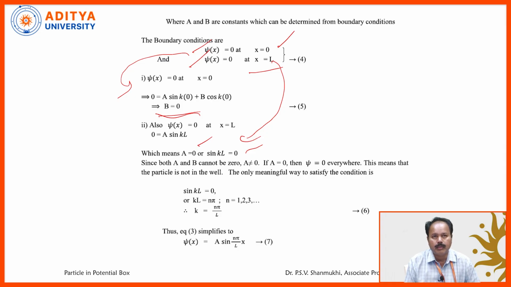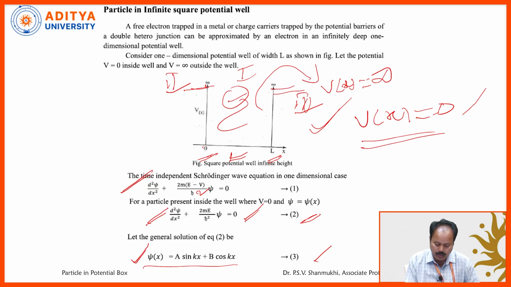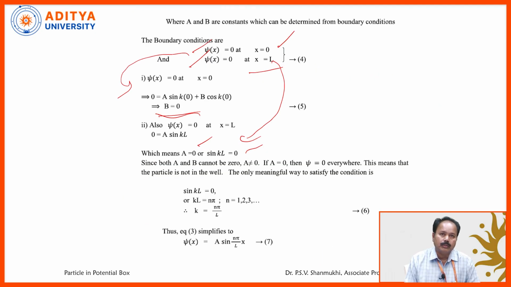A should not be 0. Why? Because already in our assumed solution B is 0. That's why you should not take A as 0. A should be a non-zero value. That's why we get sin kL is equal to 0.